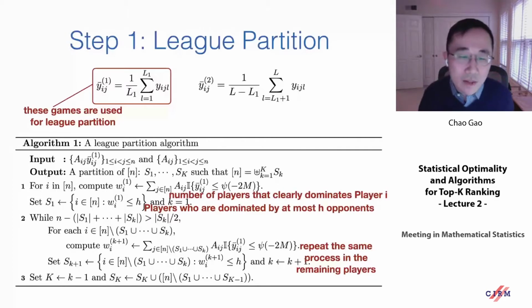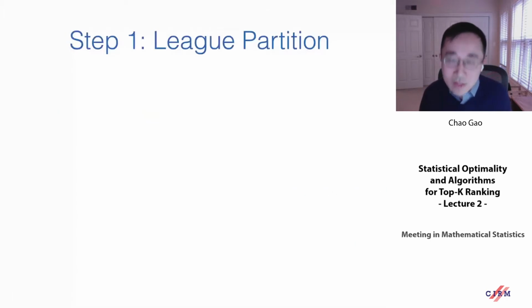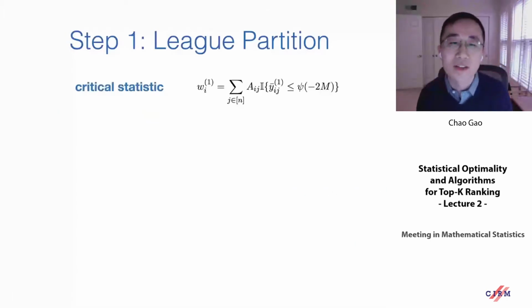Let's try to understand the behavior of the algorithm and see whether it has nice properties, right? The analysis of the league partition algorithm really depends on understanding these critical statistics. Remember, w_i, for example at the first step, is defined to be the number of players that can dominate i. It is the sum of a_ij and some indicator function, so it is clearly a binomial random variable. You can just use standard concentration results like Bernstein inequality to understand the magnitude of each w_i, and you can exactly characterize the property of the top league, right?